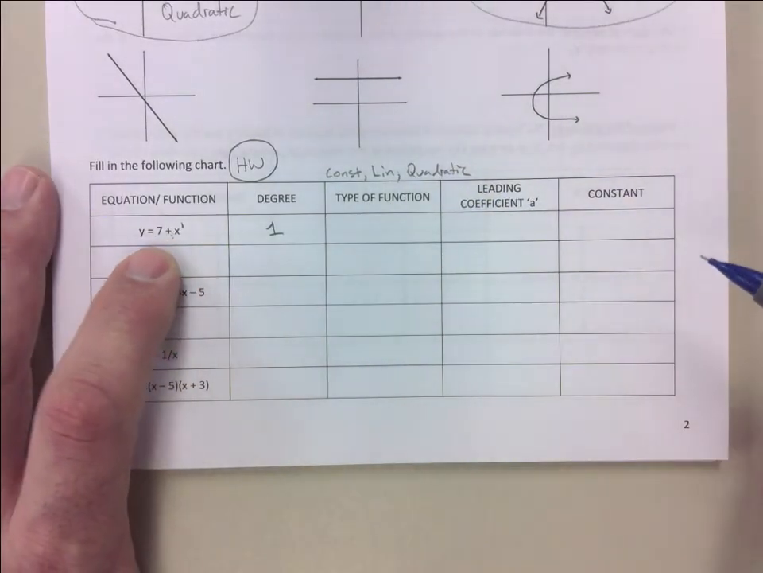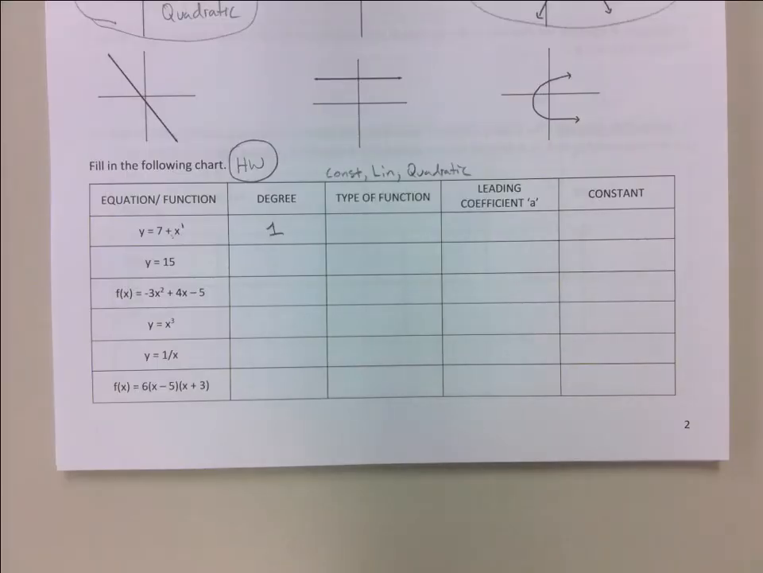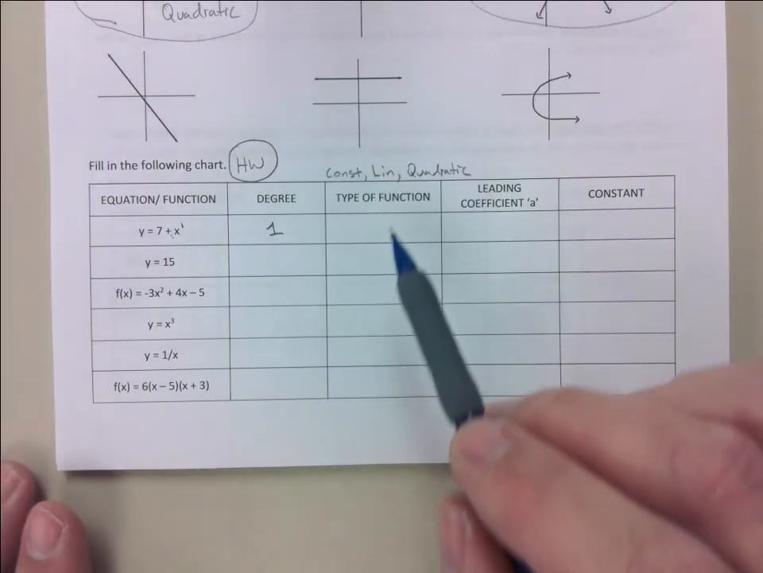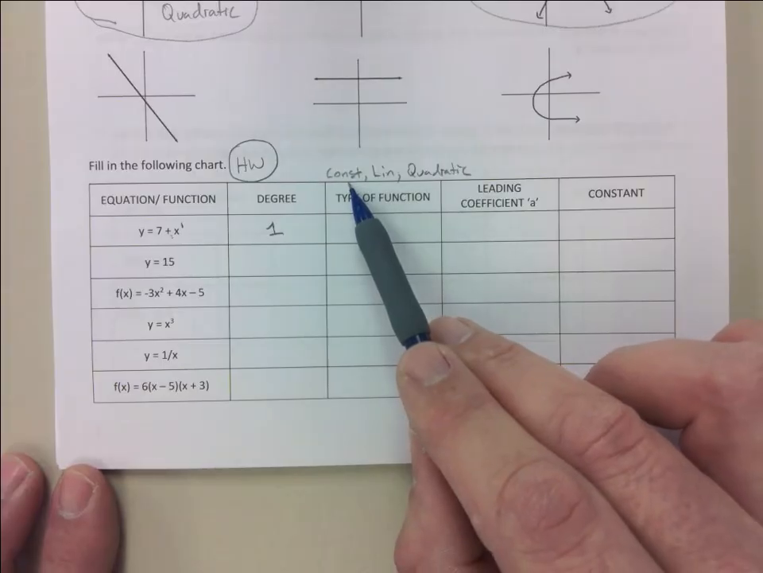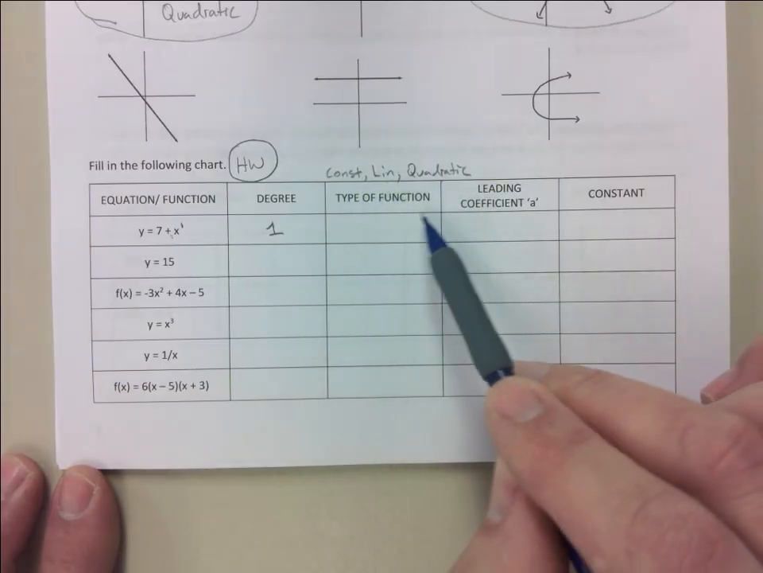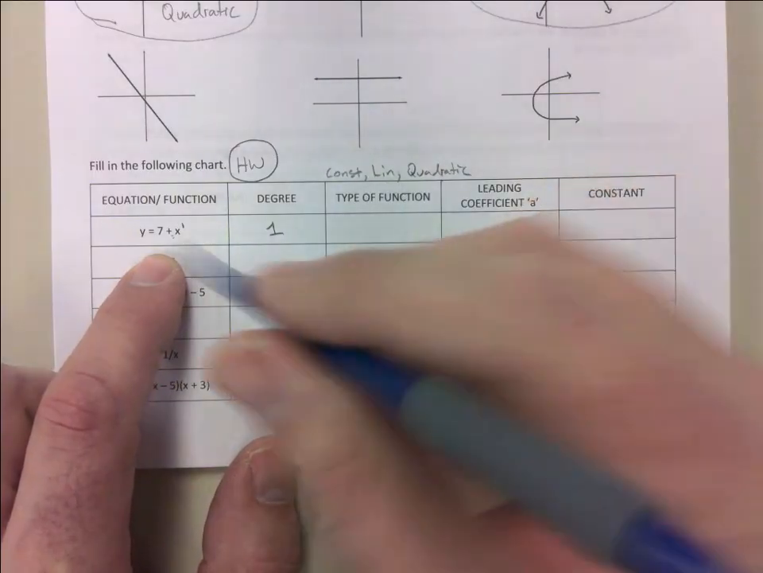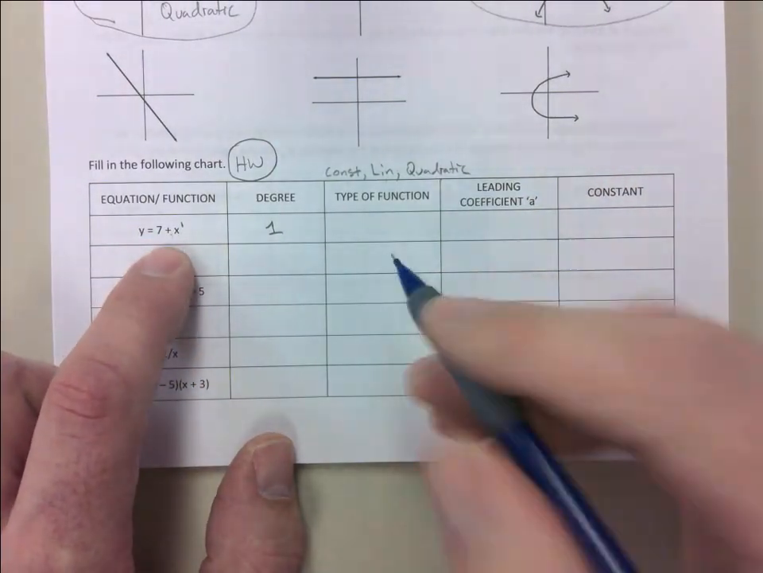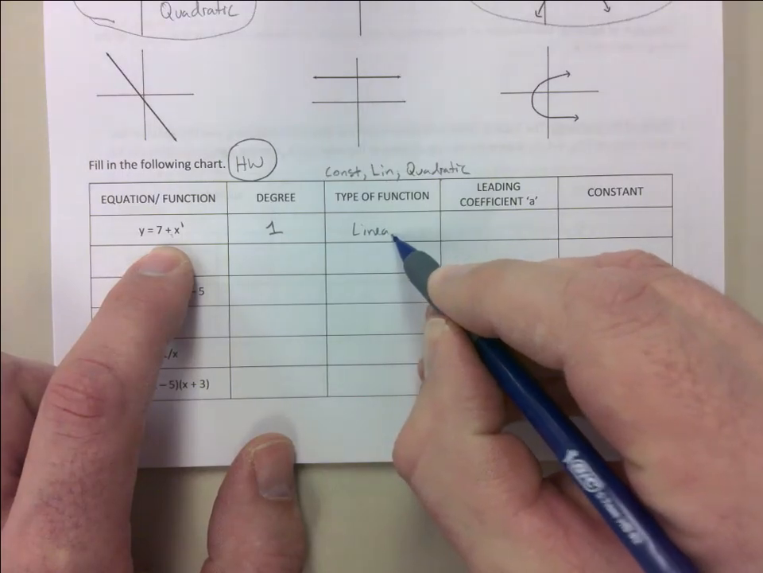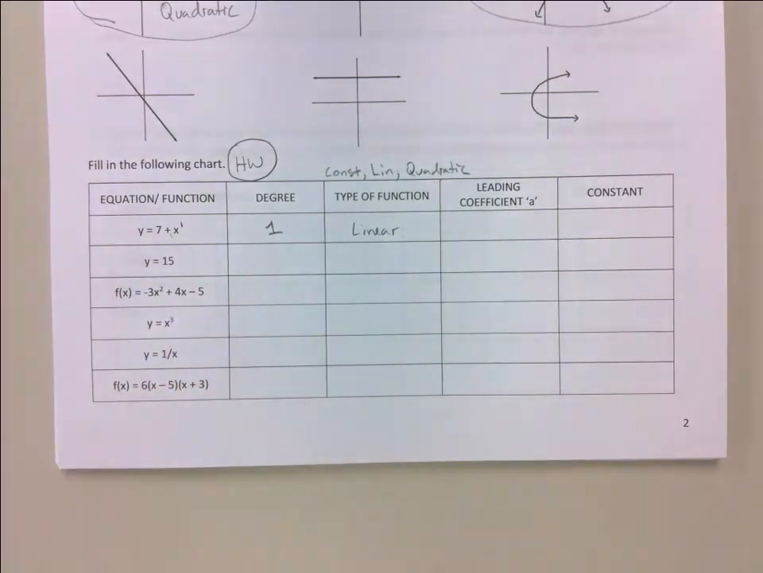And I'm okay with you not acing this by tomorrow. I will go over it, but for today's purpose, it's not super important that you know all of this right now. Constant, linear, quadratic, those are your options. What would this one be? Linear, yes. Because it's just x, right? It's going to be a straight line.